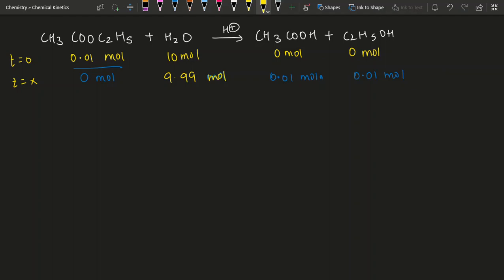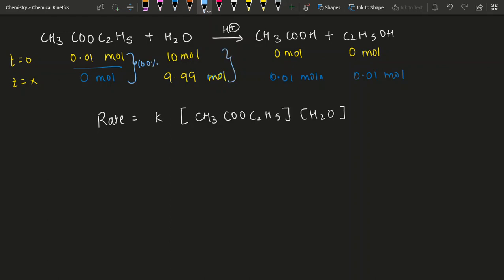And if you want to write the rate expression, the rate equation for this reaction, you are going to write rate equals some constant k, the rate constant, times the concentration of ethyl acetate times the concentration of water, and that makes sense. However, if you look carefully at the percentage change in the concentration of ethyl acetate, that's close to 100%. However, the percentage change in the concentration of H2O is negligibly small.